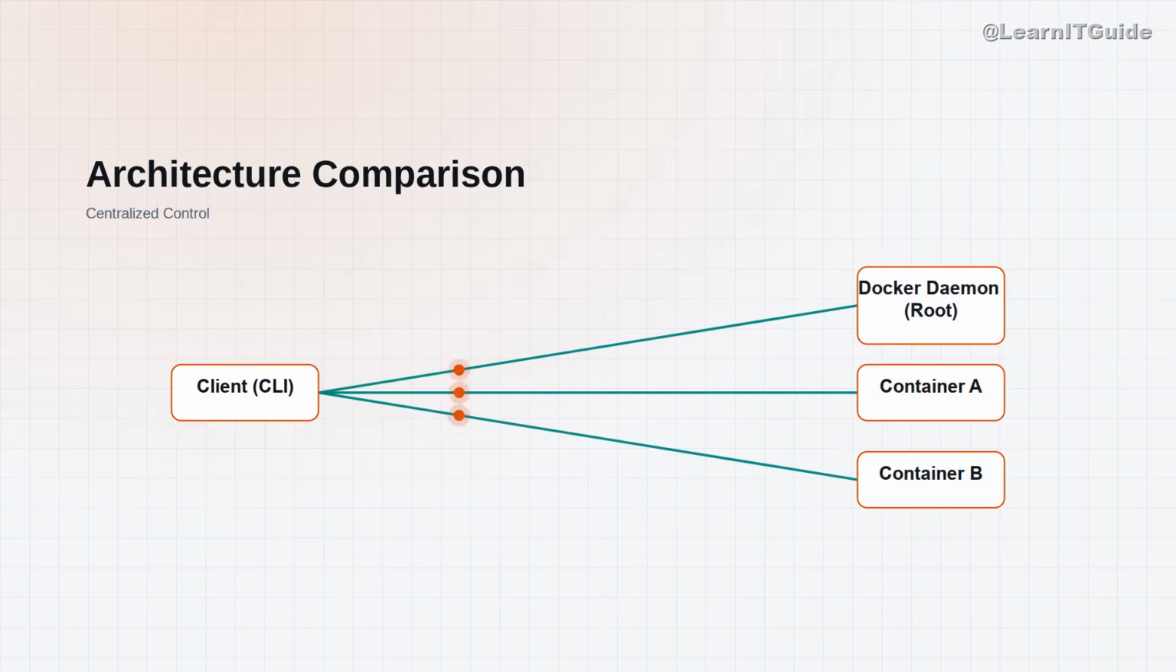This diagram shows the traditional Docker architecture. You have a central daemon running with root permissions. It manages every single container. If container A is compromised, the daemon is directly exposed. Contrast this with Podman, where each container is its own independent process with no central daemon. The control is decentralized, which limits the blast radius of any security breach. Let us move on to the configuration.